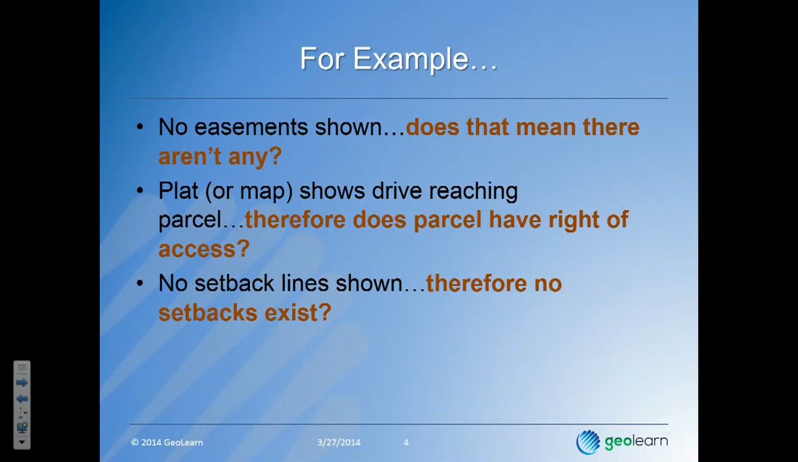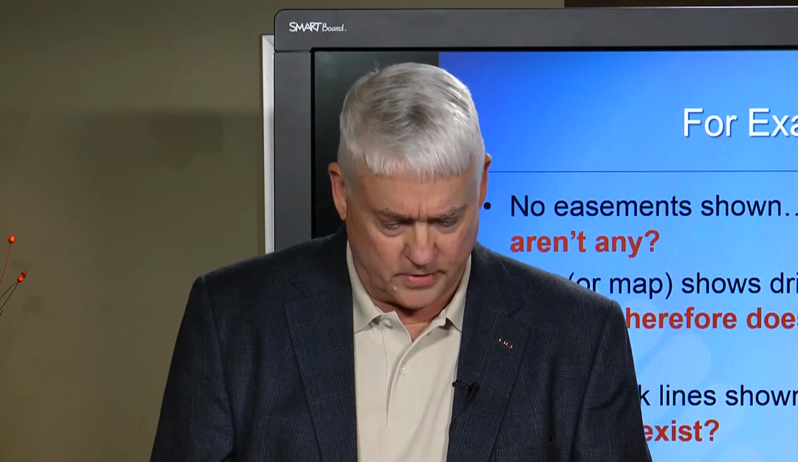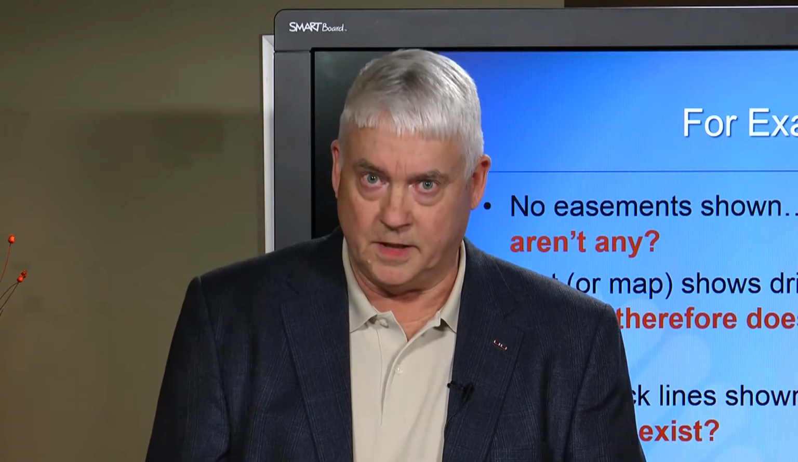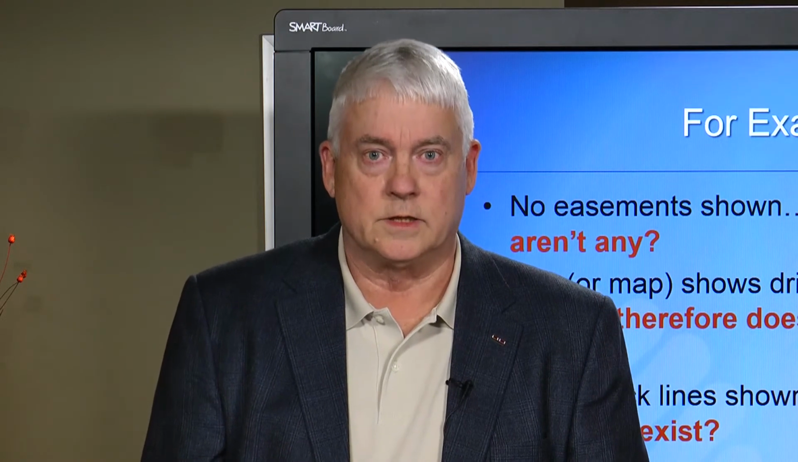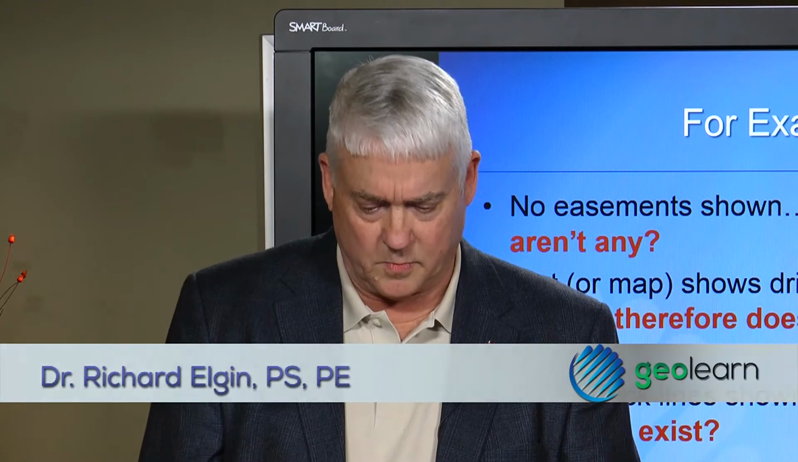So, for example, on a conventional boundary survey plat, now I'll use the term plat, but it could mean map depending on what part of the country you're in. But for a conventional boundary survey plat, let's suppose that there are no easements shown on the plat. Well, does that mean that there aren't any easements that affect the parcel? And we surveyors would say no, that doesn't necessarily mean that there aren't any easements just because there aren't any shown. But on the other hand, you can easily understand somebody looking at the plat, seeing that there aren't any easements on the plat, and inferring from that there aren't any easements that affect the property.